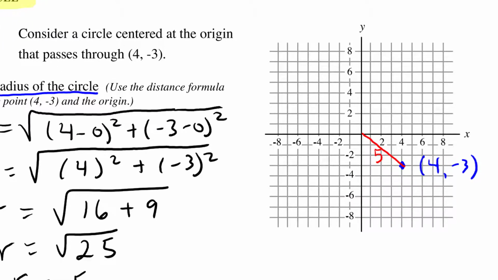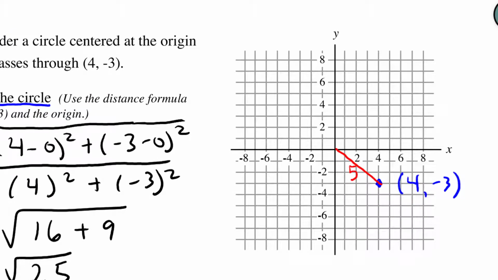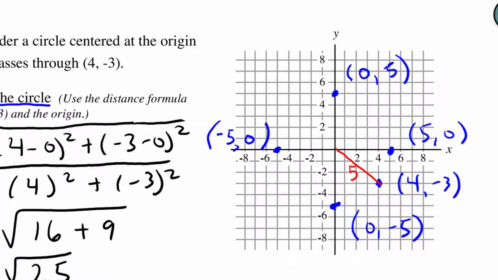The question is, how do we find more points on this circle in the graph? Well, we have actually a lot of clues here. I'm going to start with the radius of 5 and use that radius along the x-axis and the y-axis. 5 to the right, 5 to the left, 5 up, and 5 down. Okay, but it would be nice to have a few more points.